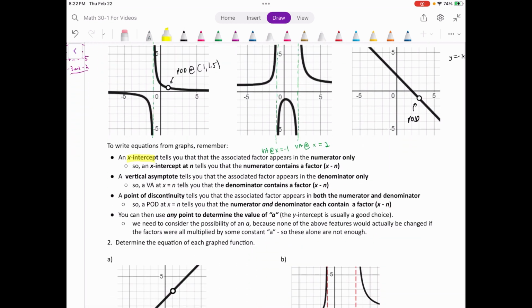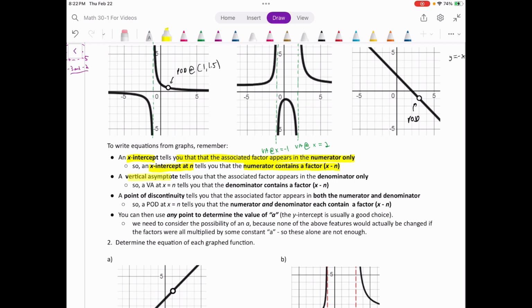An x-intercept tells you that the associated factor appears in the numerator only, right? So for example, an x-intercept at n tells you that the numerator contains a factor x minus n, because when x is n, the numerator becomes 0, and therefore overall the function's y value becomes 0. Well, when y is 0, you've got an x-intercept.